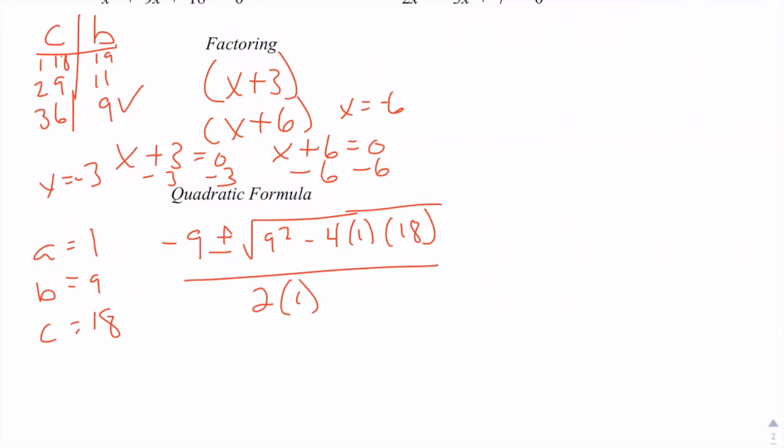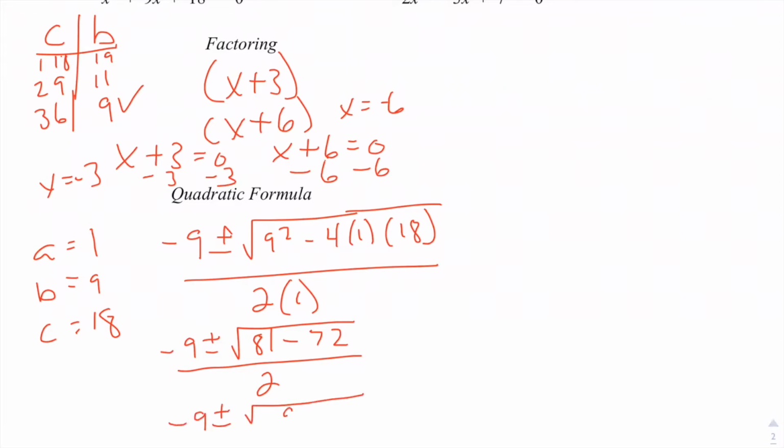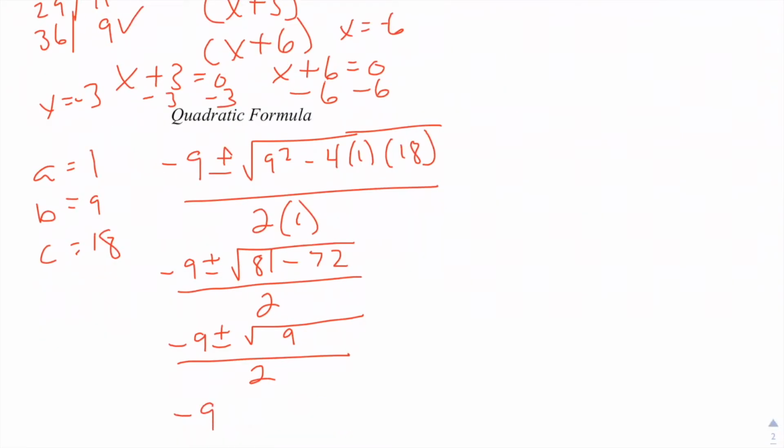So to simplify this, we would get -9 plus or minus the square root of 81 minus 72 all over 2. Simplifying what's inside the radical, we're going to go -9 plus or minus the square root of 9 all over 2. We all know the square root of 9 is 3. Simplifying further, we're going to go -9 plus or minus 3 all over 2.